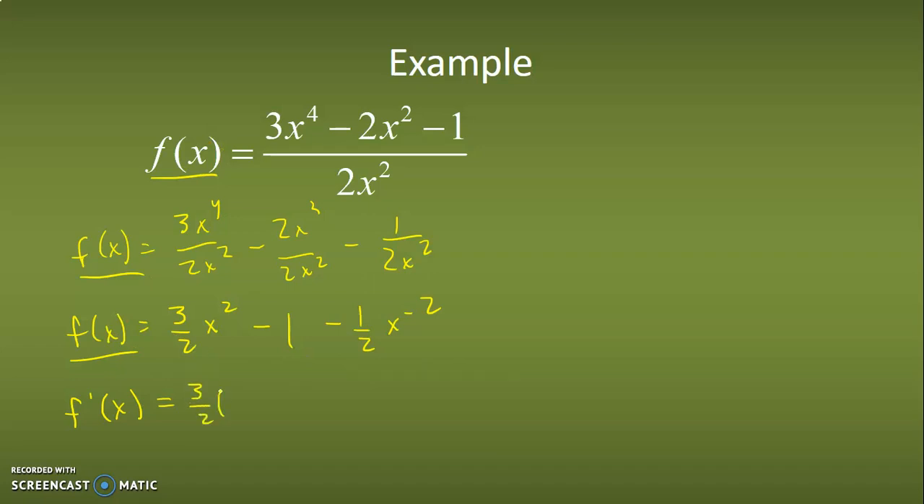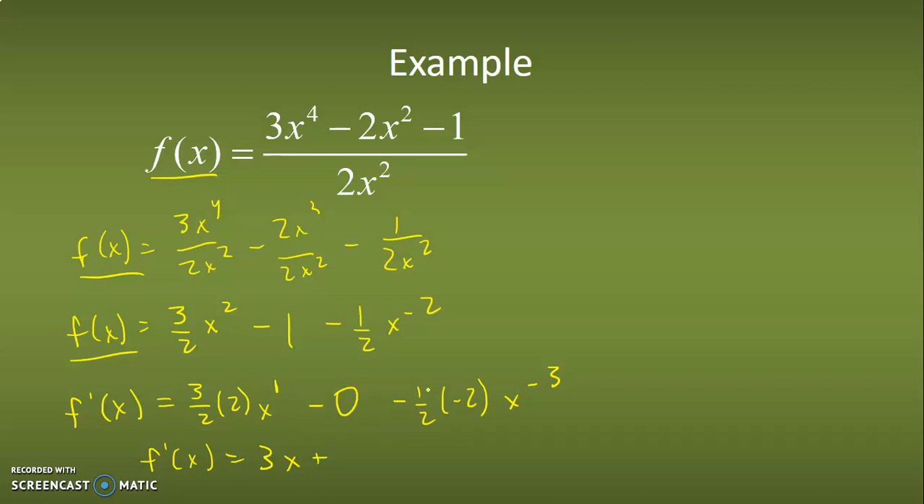So 3 halves times 2 times x to the 2 minus 1 becomes 1. Constant goes away. And then here, negative 1/2 times negative 2. Make sure you drop the exponent. So negative 2 goes down to negative 3. And then at this point, I would just simplify my answer. Technically, this is fine, but you would probably see it on a multiple choice, and it would be written like this.